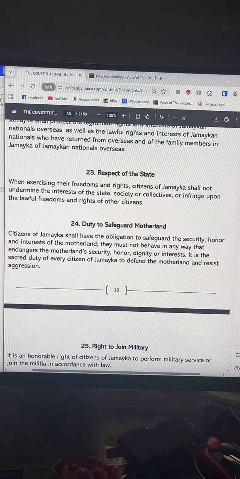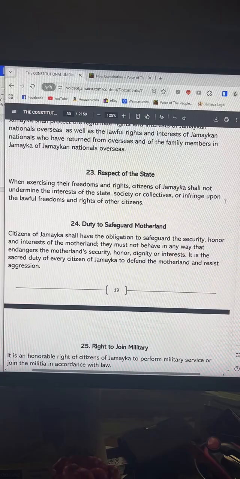Respect of the state. When exercising their freedoms and rights, citizens of Jamaica shall not undermine the interest of the state, society, or collectives, or infringe upon the lawful freedoms and rights of other citizens, right?